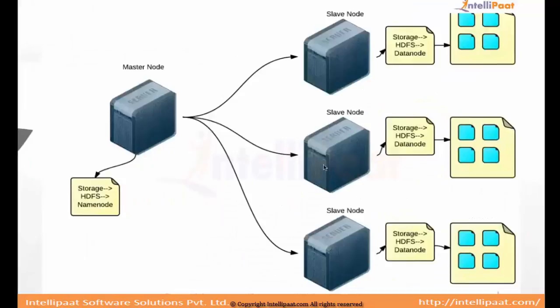Once you write it, your data is cut into pieces of 64 MB and spread across the cluster. So let's say you write a file which is 640 MB, it will be cut into 10 pieces of 64 MB each, and will be spread across the cluster.